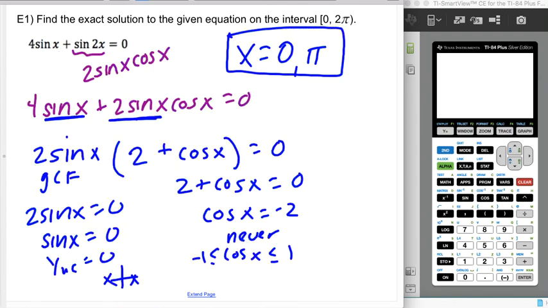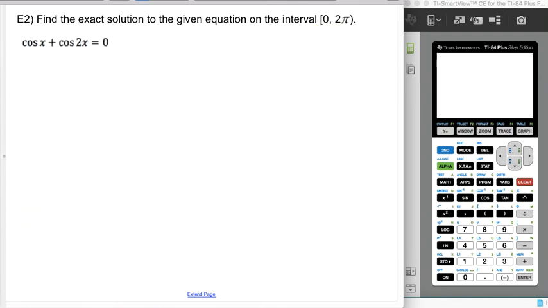Not sure if I accidentally did theta on the last one. Nope, I did x. Cool. All right. Now, this one's a little bit trickier when we talk about E2, because remember that there were 3 choices, right? There were 3 choices.